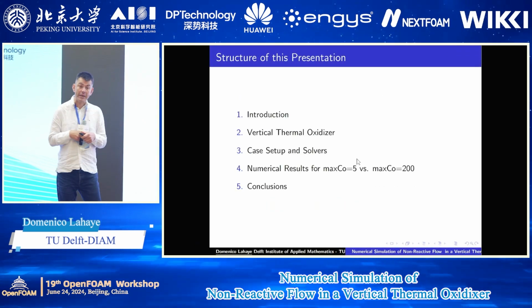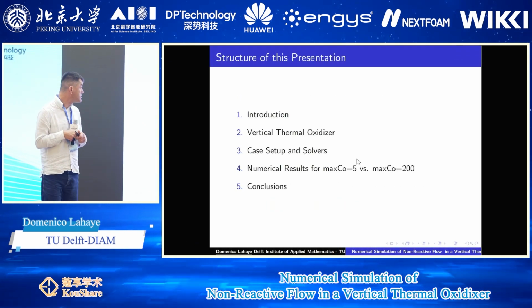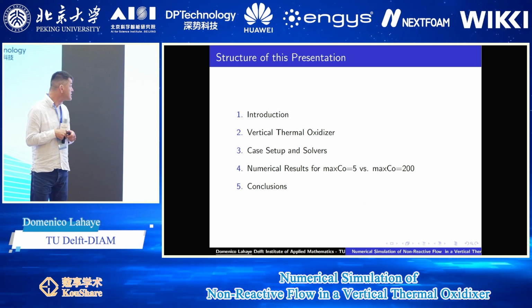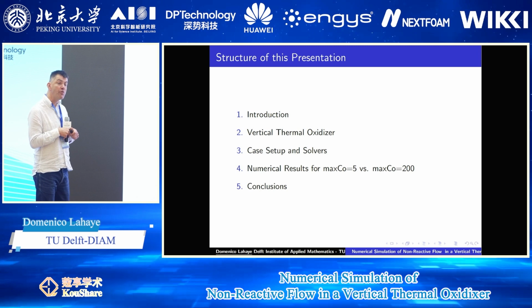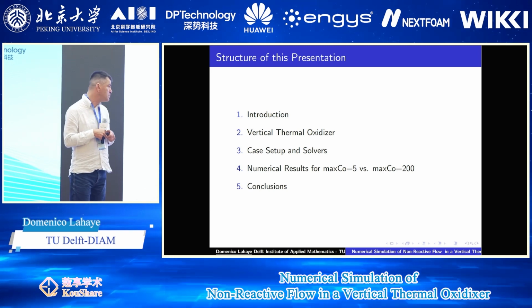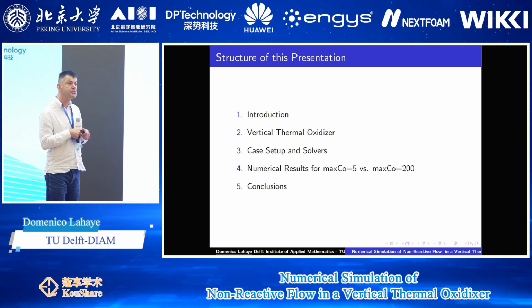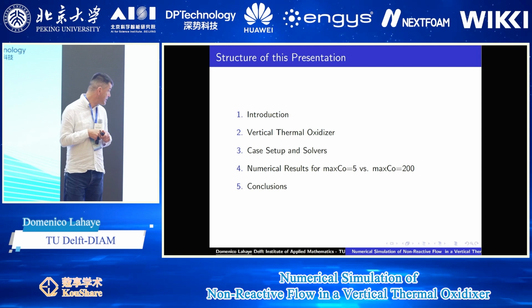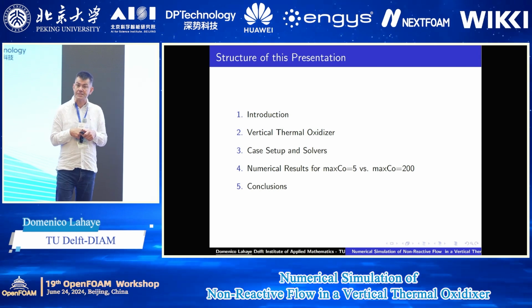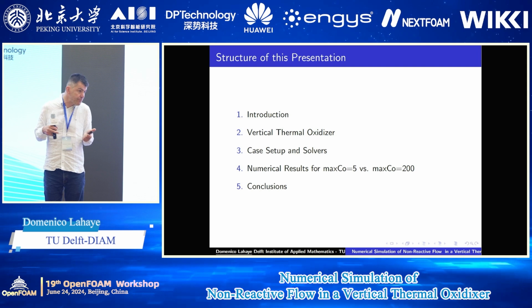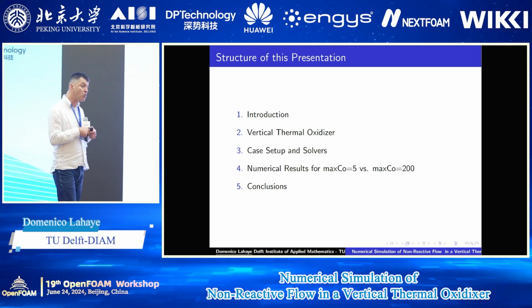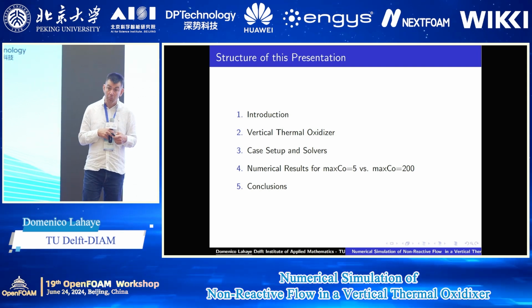So this is my talk. After the introduction that we just saw and the discussion of the device, I want to talk about the OpenFOAM case setup and the solvers we use, and then get to the bulk of the comparison of the numerical results for two different settings of the maximum Courant number, and end up with conclusions.